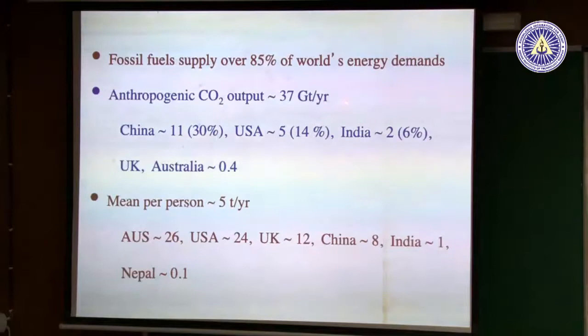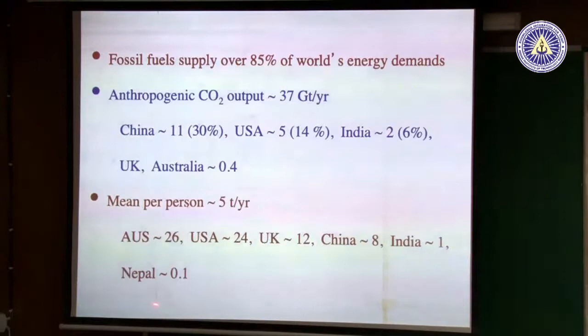But now you can consider the mean per person. Per person, it's 5 tons a year. And Australia comes first. Beats India, look, by 26 runs. 31, I guess, was the total, but 26 here. USA comes second, and Nepal has almost nothing.